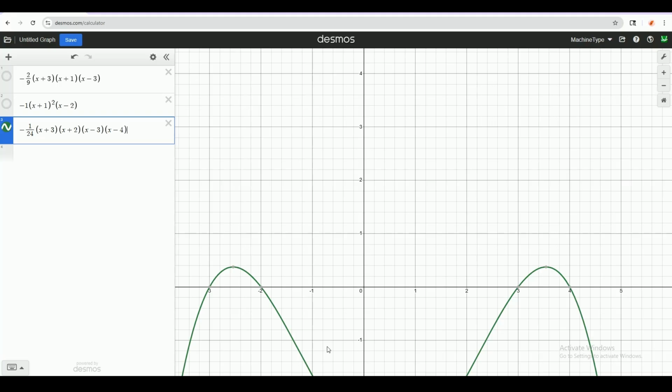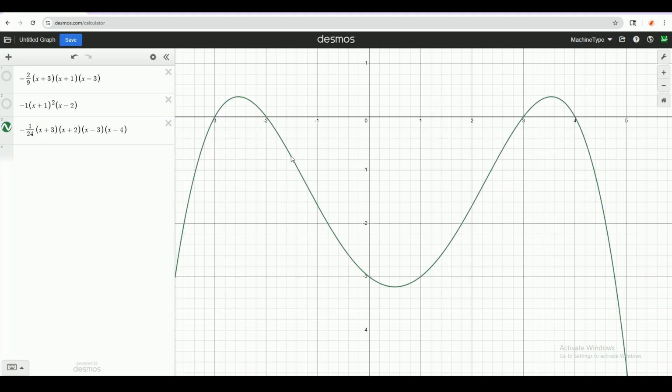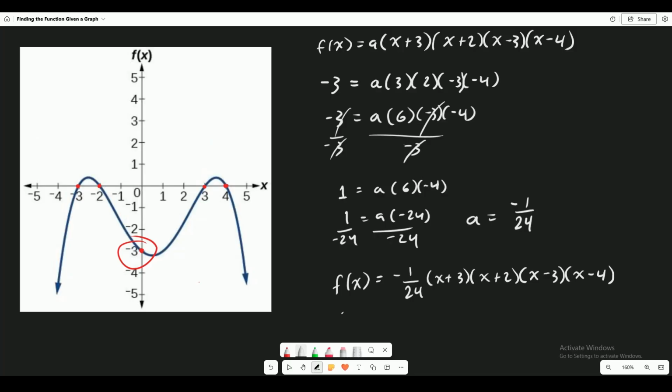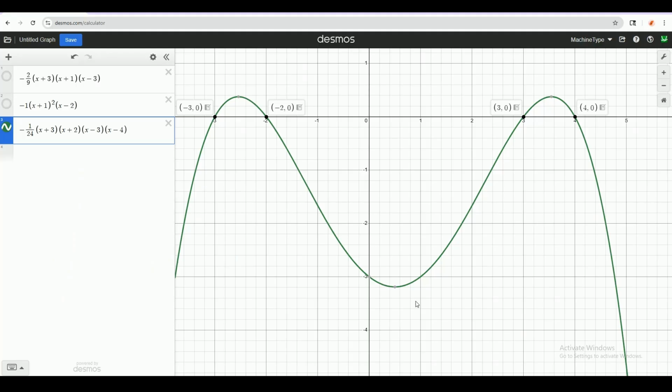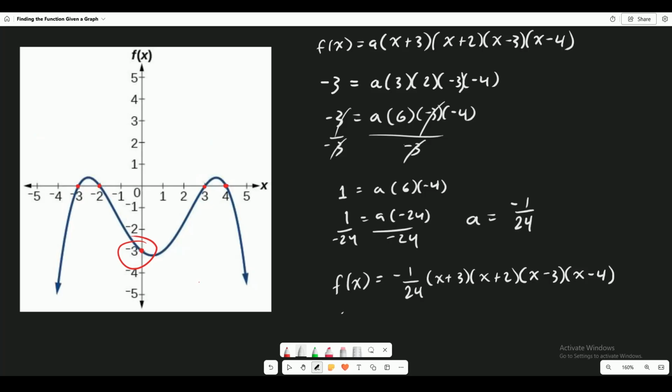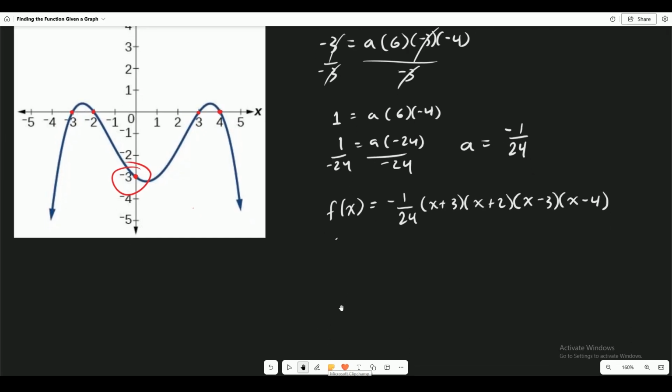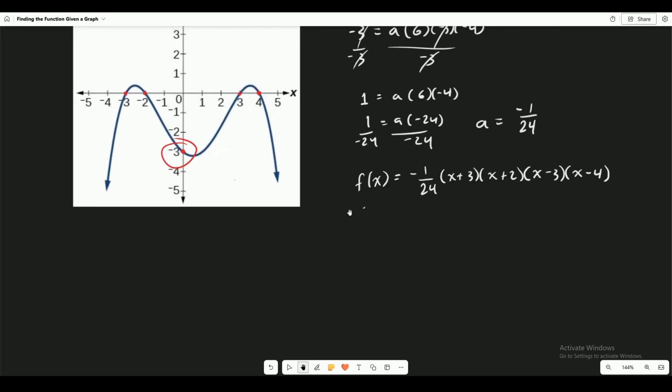There we go. All right, let's check it. Boom, boom, boom, boom, boom. Yep. And then let's check our y-intercept, and we're golden. Look at that. 0, negative 3. Exactly like this graph. Cool. Let's do another example. Oh, that's our last example.